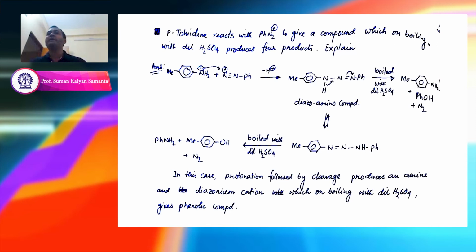So when it is at the paratoluidine center, in the right hand side in the first line, with H2SO4, this N single bond N will break. So you get back your paratoluidine and this PhN2 plus. N2 plus is a good leaving group, and will be replaced with OH in the acid medium. So you get PhOH. So the first couple of products is paratoluidine and PhOH plus N2. N2 will anyway evaporate.